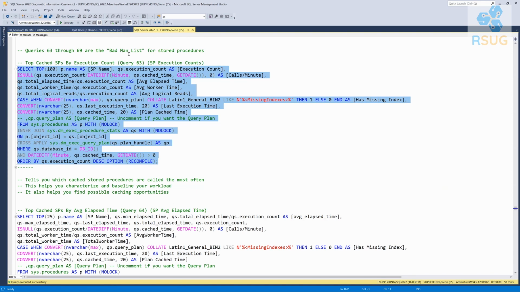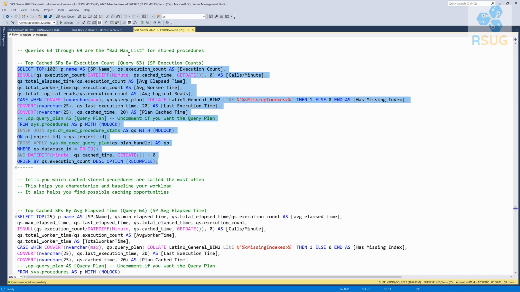And the reason I call them the bad man list is back when I worked at NewsGator long time ago, I would collect these every couple of weeks and stick them in a spreadsheet and then send them out to all the other developers and DBAs.